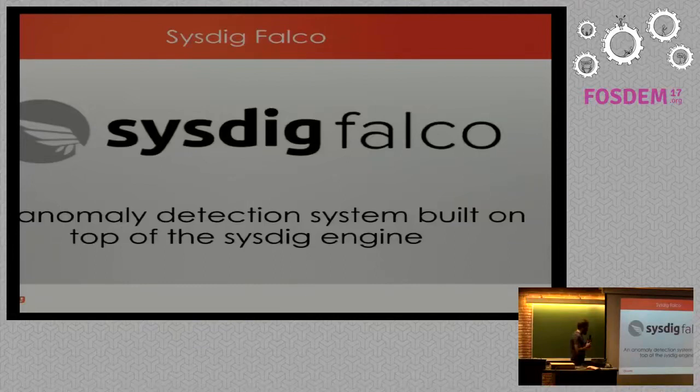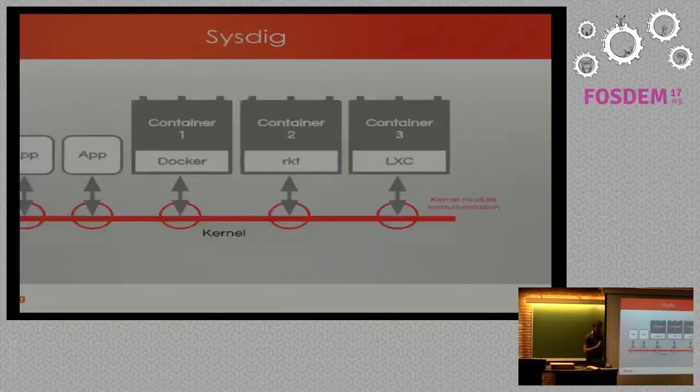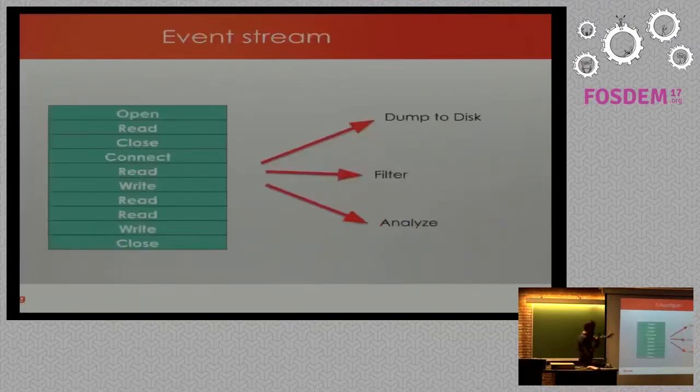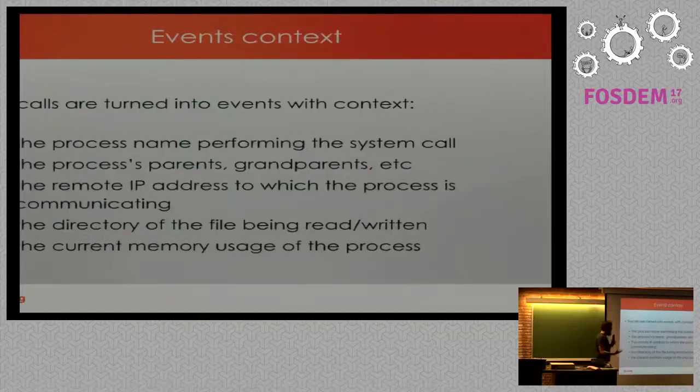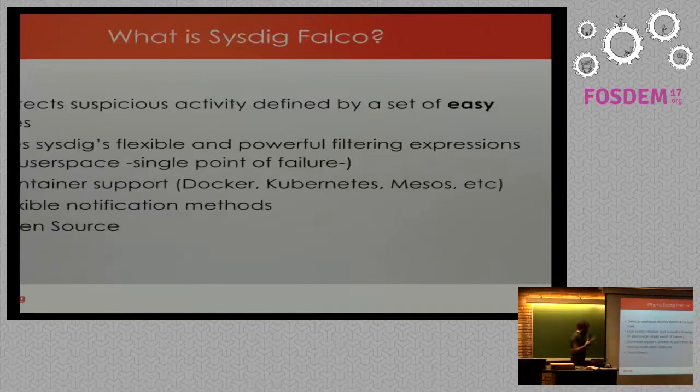Sysdig Falco is an anomaly detection system built on top of Sysdig Engine. With Sysdig Engine, basically what we do is we load a very small kernel module that allows us to capture all the system calls, and we move those into a user space process where we decide what to do with them. We have an event stream where we get all the system calls, but I'm not going to get into the details. The benefit of this is that for every system call, or for every event, we have all the context, the users, the IP addresses that are related to that system call and everything.